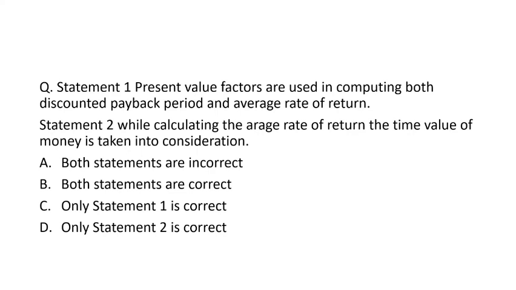Present value factors are used in computing both the discounted payback period and the average rate of return. Statement 2 says, while calculating the average rate of return, the time value of money is taken into consideration. Let's see the options: both statements are incorrect, both statements are correct, only statement 1 is correct, only statement 2 is correct. Now let's see the statements.